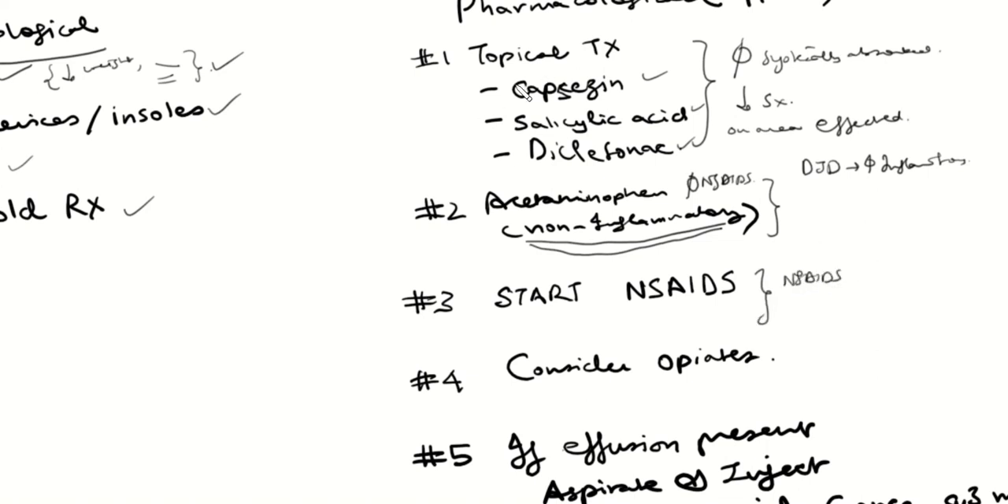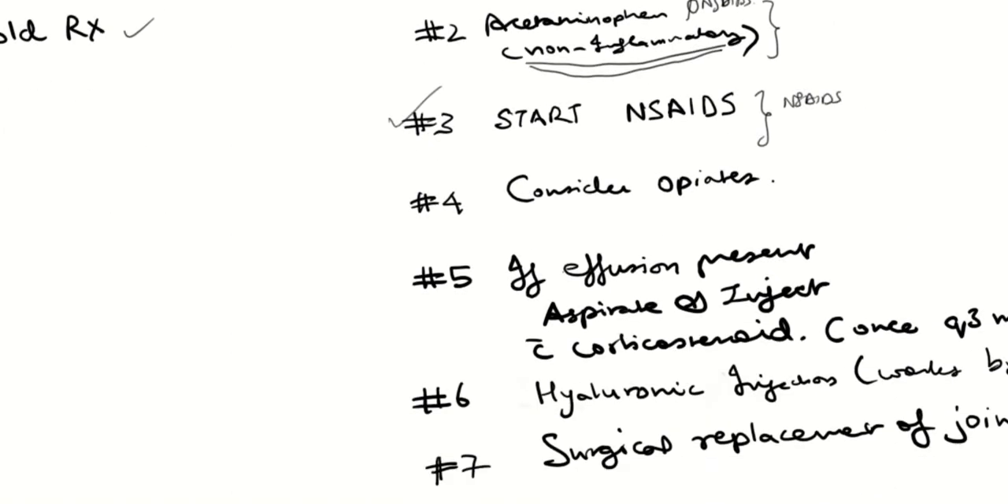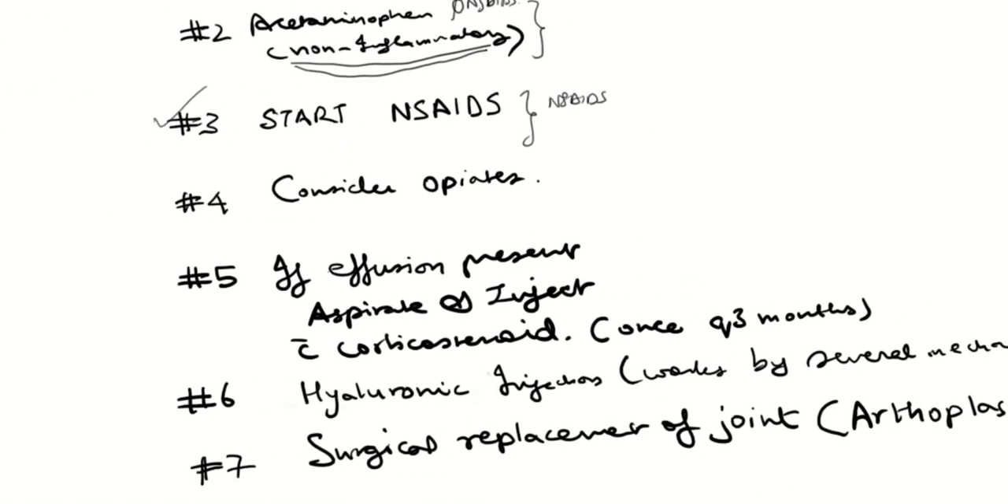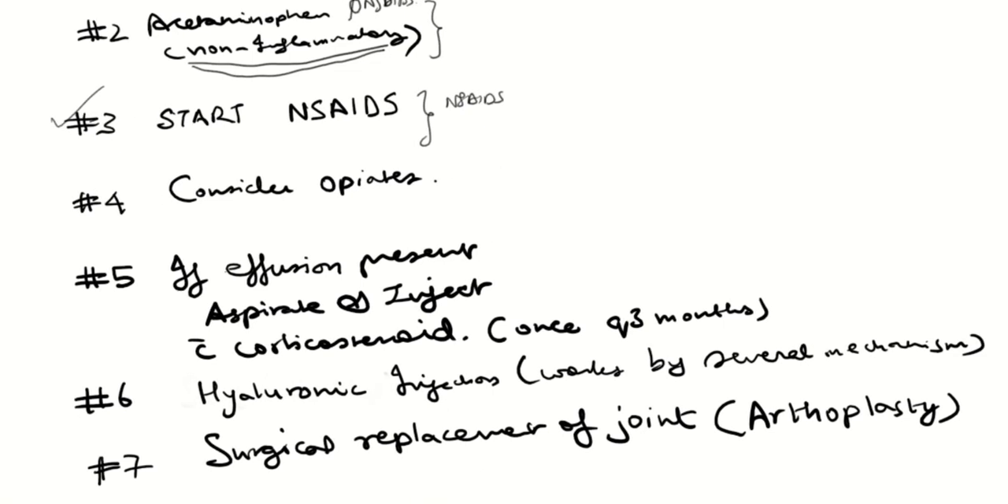We start with the topical, then we look at acetaminophen, and if that doesn't work, the provider may consider starting an NSAID. Okay? Once that doesn't work, then we start to use some big things. This is what I call intense management. And we're actually getting to the last step here. But you consider using opioids.